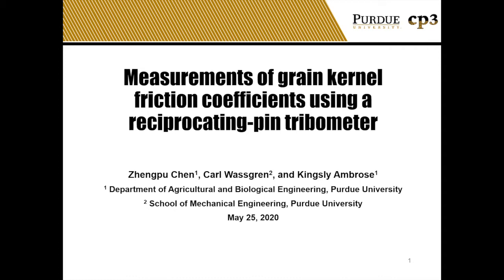The friction coefficient is the ratio of the frictional force to the normal force between two objects. The friction coefficient has a significant effect on grain flow and storage behavior. Thus, it is an important property to consider when designing agricultural equipment like chutes, conveyors, and storage bins. In addition, it is a critical input parameter for discrete element method simulations.